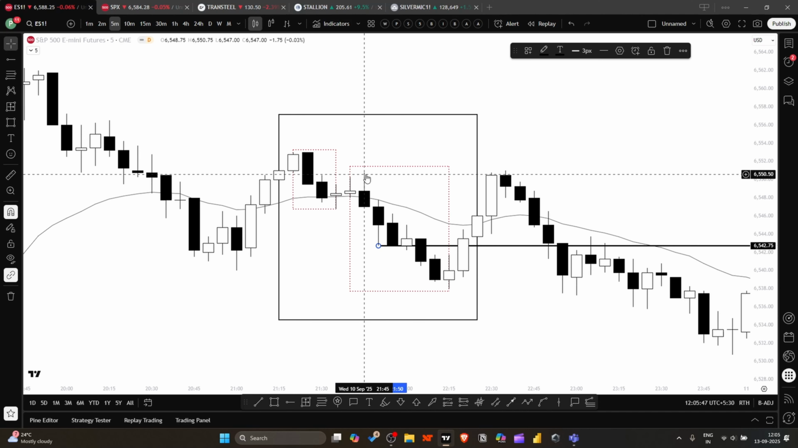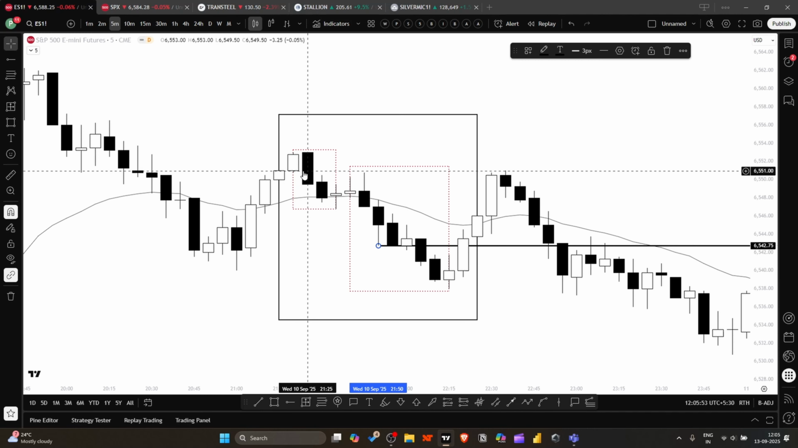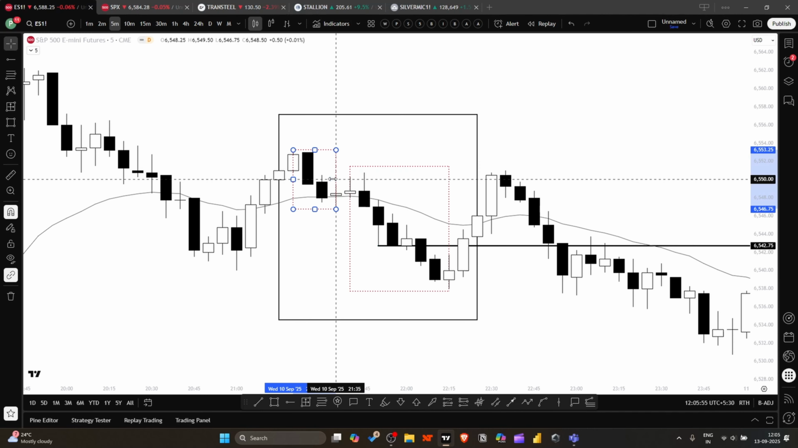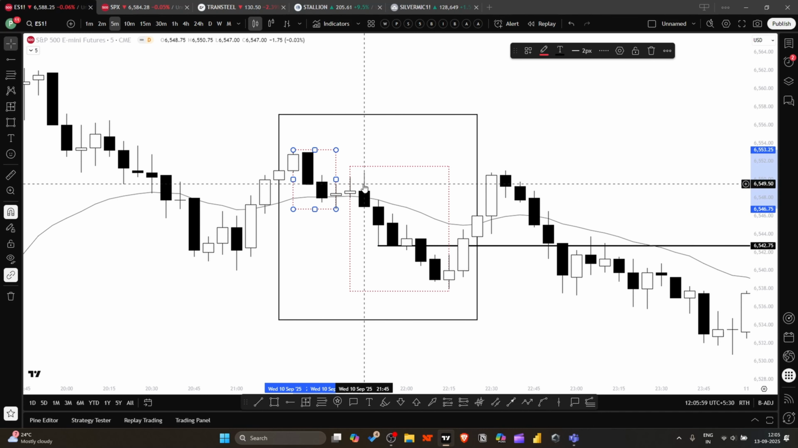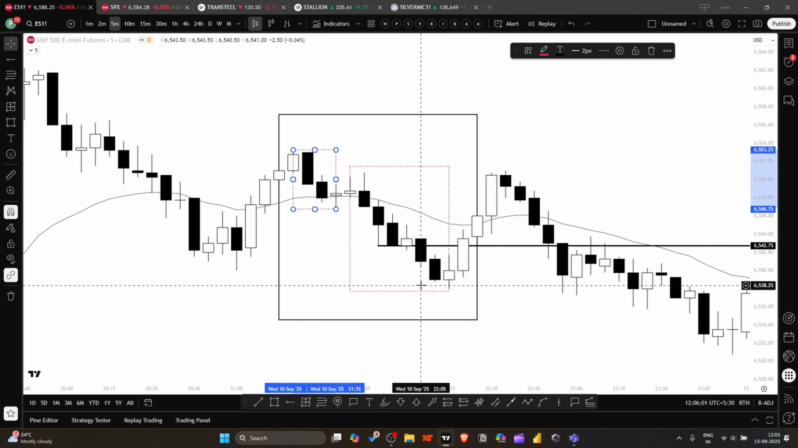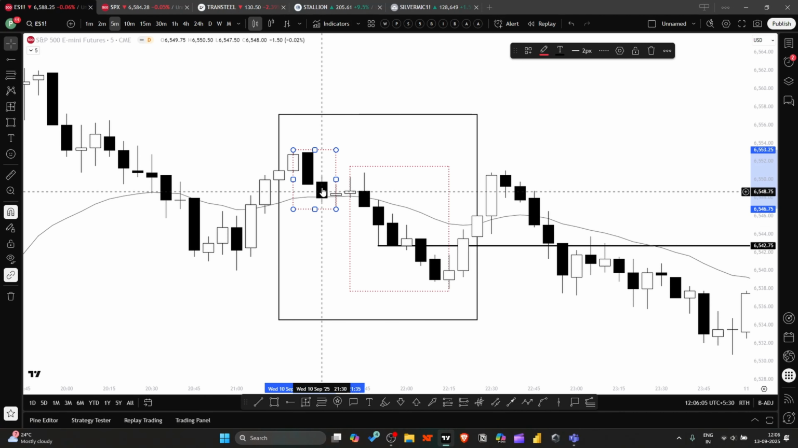So the spike is still continuing. I put a rectangle box here, just a small rectangle because this was a pullback bar. Here, this was a micro pullback, so I'm still extending it. I'll extend it till the point we get a pullback bar.